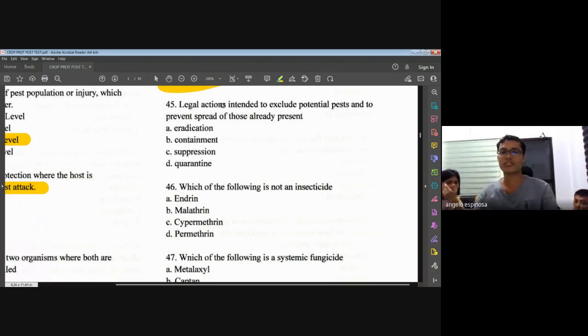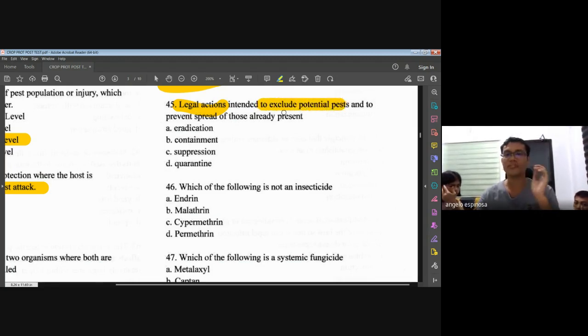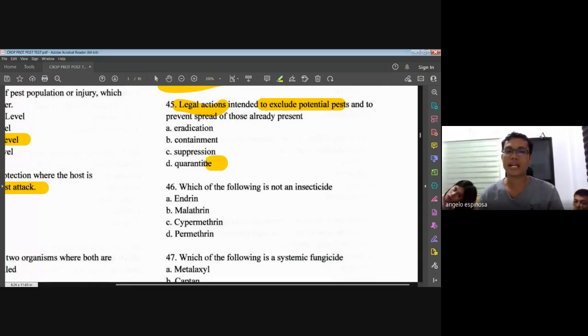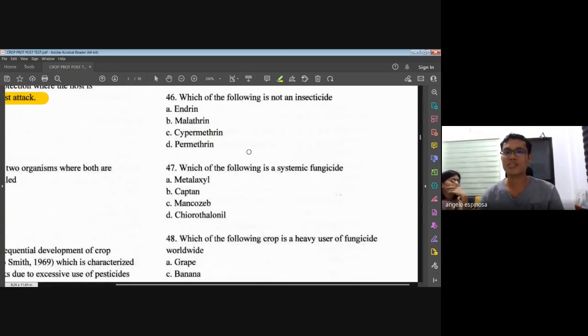And we have number 45, legal actions intended to exclude potential pests. What should be done in a legal way? To exclude potential pests and to prevent the spread of those already present. The correct answer is quarantine, that's letter D. That is the legal action to prevent the spreading of the diseases.